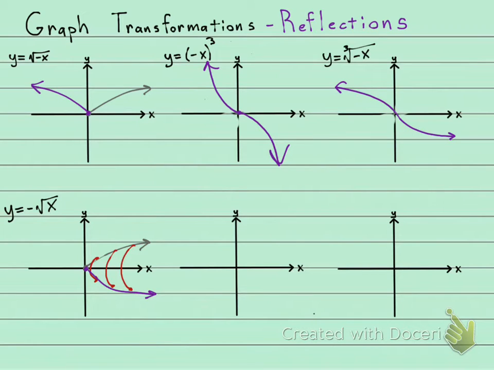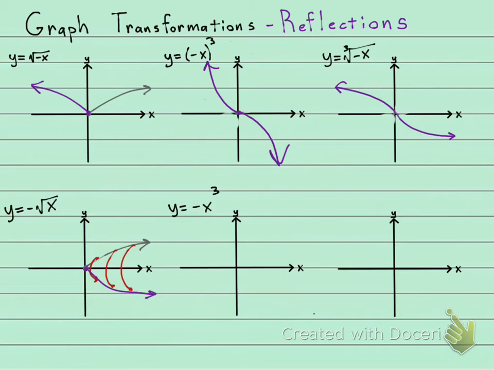Let's look at another example here. Y equals negative x to the third. Now this negative is not part of the base. It's not in here with the x. It's not in the parentheses. So we're not moving our x values. We're moving our y values.